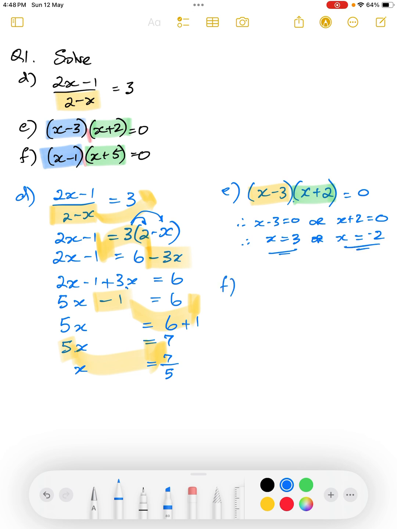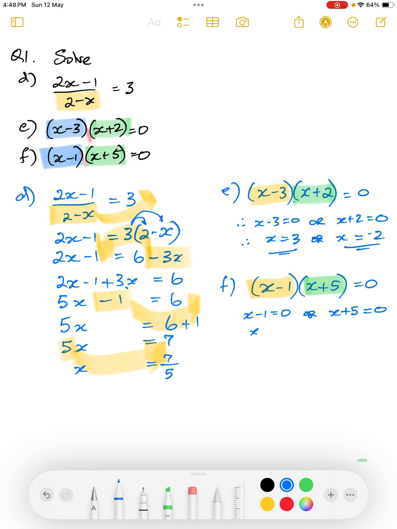Part F. Very similar to part E. You've got two factors, and for two factors to multiply to 0, one of those factors has to be a 0. Either that factor can be a 0 or that factor can be a 0. So let's start by saying this factor could be a 0 or that factor could be a 0. Then you would get an answer of 0.